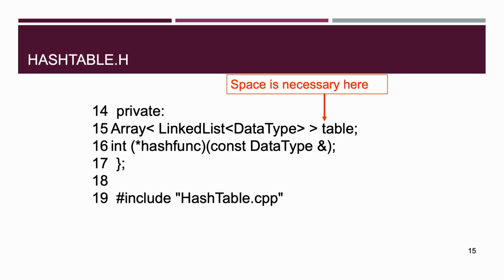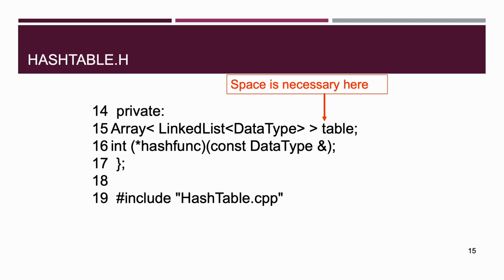So next we have the private section, which begins with the declaration of a table, array, linked list, data type, table. Here the space is necessary. This line creates an array of linked list objects where each linked list holds elements of type data type. This setup provides a structure for chaining, which is a common technique for handling collisions in hash tables.